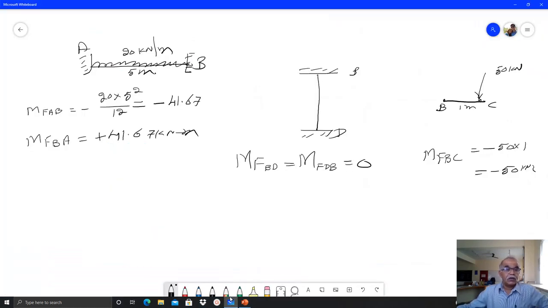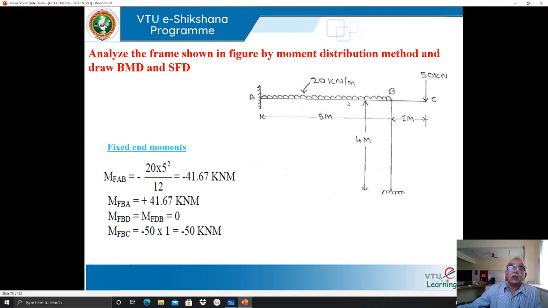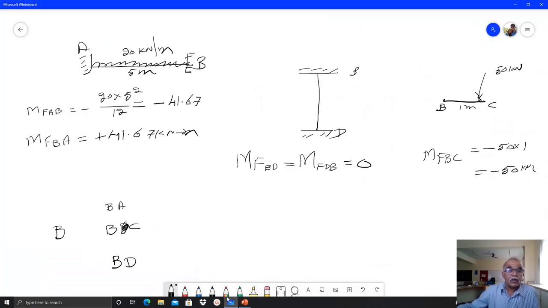Then we will go to the distribution factor. There is only one joint here, B. For B, the connected members are BA to the left side, BD downside, and BC, the overhanging portion. Now BA stiffness, the far end is fixed, therefore it is 4EI by L, and BC is the overhanging portion, therefore stiffness is 0.